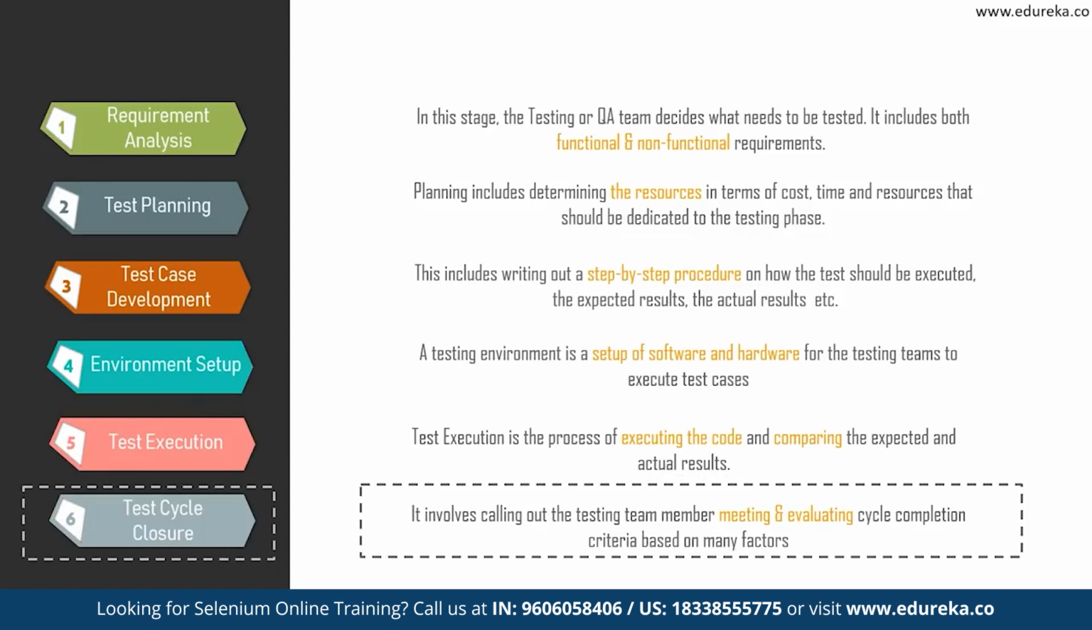Lastly, it's test cycle closure. It involves calling out the testing team members for a meeting and evaluating cycle completion criteria based on test coverage, quality, cost, time, and many other concepts. So basically here you're analyzing the test result reports and seeing how you can make them better or improve them, discussing the results, organizing, and basically discussing the entire testing lifecycle. That is the last step, which is test cycle closure. So these are the six most important phases of a software testing lifecycle.